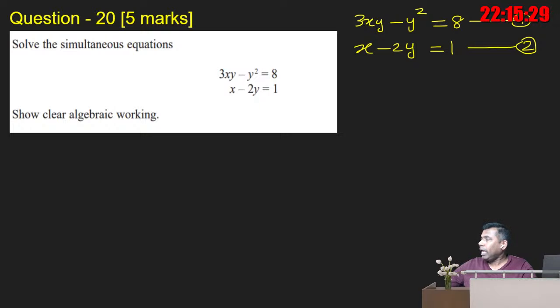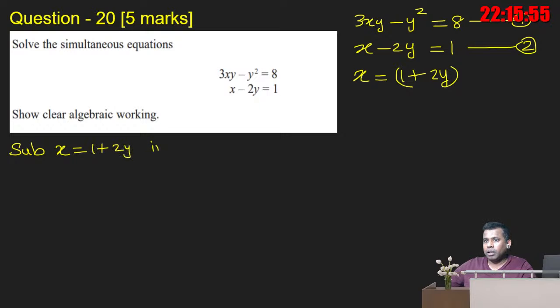So make the linear equation any of the letters as the subject. So make x the subject. x equals 1 plus 2y. Right? So what I'm doing, I'm taking the minus 2y to the other side, so it is 1 plus 2y. So what I'm going to do is substitute x equals 1 plus 2y in equation 1. So 3y, instead of x, I'm going to write 1 plus 2y, then minus y squared equals 8.